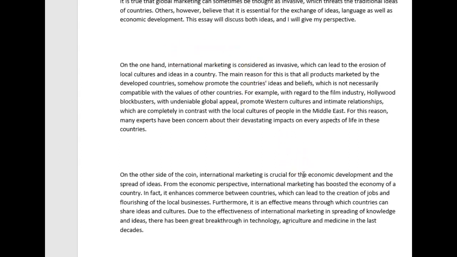From the economic perspective, international marketing has boosted the economy of not just a country, but many countries. In fact, it enhances commerce between countries, which can lead to the creation of jobs and flourishing of local businesses. Furthermore, it is an effective means through which countries can share ideas and cultures. Due to the effective use of international marketing and spreading of knowledge and ideas, there has been great breakthrough in technology, agriculture, and medicine in the last decades.